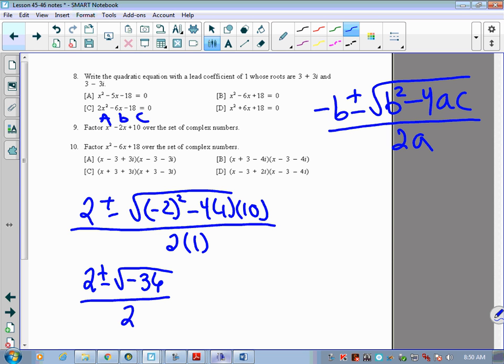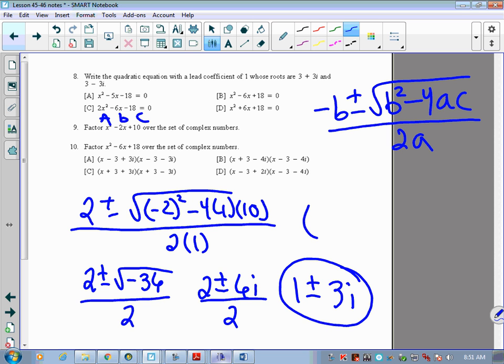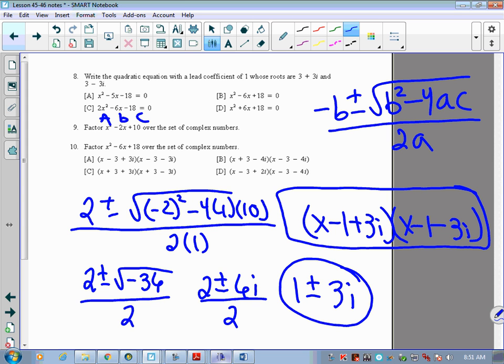How can I simplify the square root of negative 36? What is that? 6i. Good. So I've got 2 plus or minus 6i over 2. 2 divided by 2 is what? 1. Plus or minus, what's 6i divided by 2? 3i. This is correct, but what they want to see is x minus 1 plus 3i times x minus 1 minus 3i. This is the answer that they want to see there.